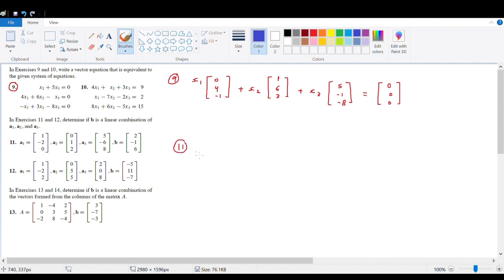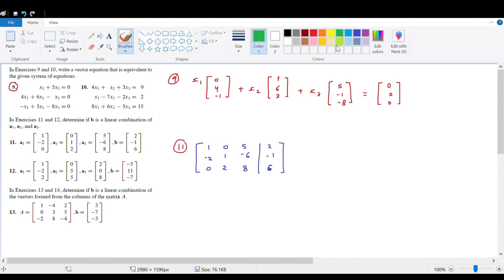First, let us rewrite it as a matrix. So we have a1, which is 1, minus 2, 0, then a2, 0, 1, 2, and we have a3, 5, minus 6, 8, and b, here we have 2, minus 1, 6. So this is our matrix. We need to do row operations for this matrix to check if b is a linear combination or not.